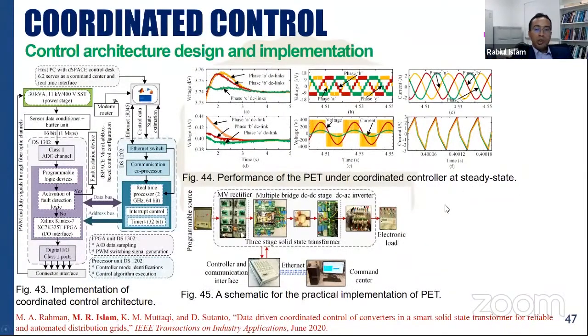Then definitely control is an important issue in this special converter system, right? As you see in this system, there are different sections, and different sections should have some local control. I mean, some sort of supervisory system should be there to ensure the overall system operates without any issues or problems. So here we investigated some control architecture.